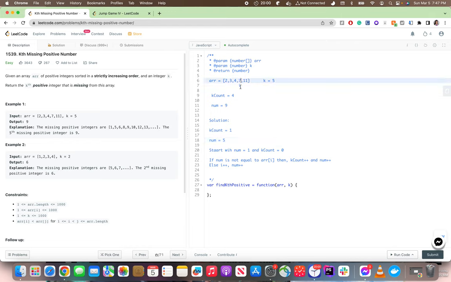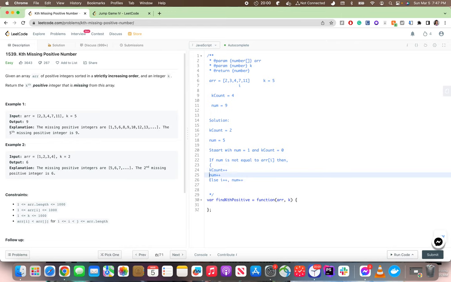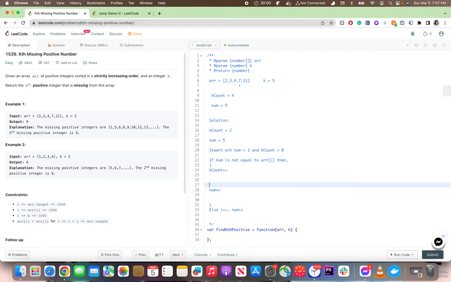So 5 is not equal, right? 5 is not here. It means that the second positive integer that is missing is 5, right? So we would increment k count plus plus and also check if k count is equal to k, then we'll return num, right? Because we know that the second number that is missing is 5.